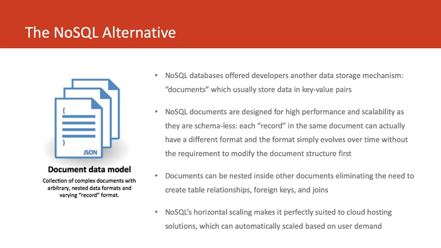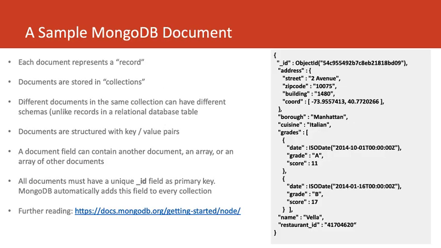NoSQL's horizontal scaling makes it perfectly suited to cloud hosting solutions, which can automatically scale based on user demand. This is kind of more like a complex thing, but basically NoSQL makes it a lot easier to have multiple databases running in parallel rather than like MySQL, where you have to migrate data between and make sure that everything's in sync. So here's a sample MongoDB document.